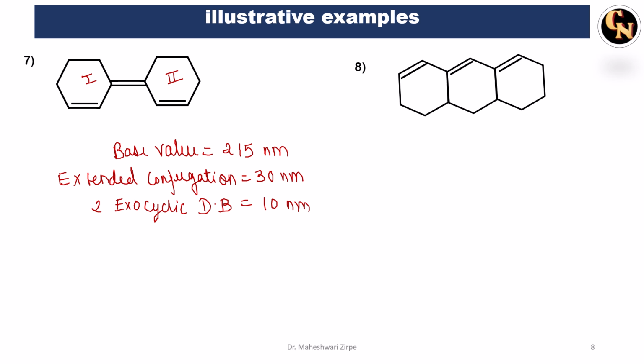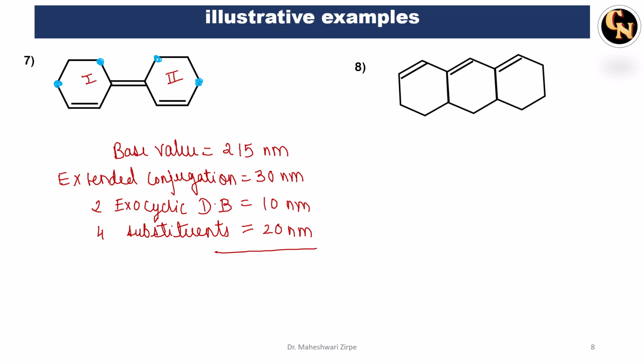Then next, what else is there? Okay, alkyl groups. We have to find out how many alkyl groups are there on the olefinic carbon. 1, 2, 3. Okay, and there is one more, 4. So all the 4 are on olefinic carbons. So there are 4 substituents. For 4 substituents, what do we write? 5 into 4, that is 20 nanometers.